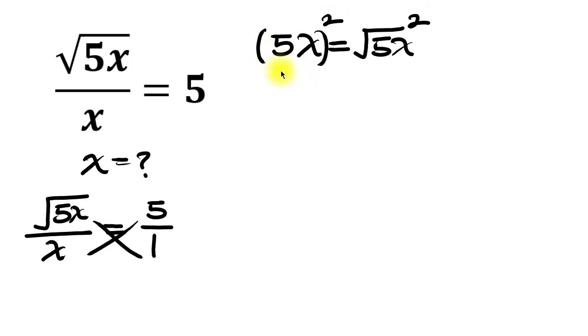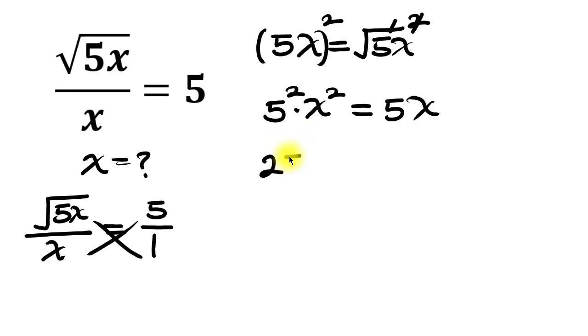Now watch something. On the left hand side, this expression can be 5 raised to the power of 2 times x raised to the power of 2. Very good. This is equal to, now the right hand side, this square cancels out the square root, leaving behind 5x. Very good. Now 5 squared is 25 times x squared. So that will be 25x squared, and this is equal to 5x.